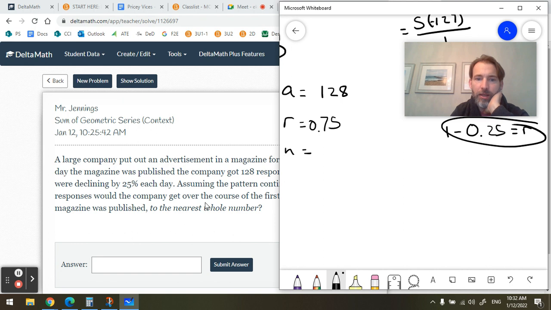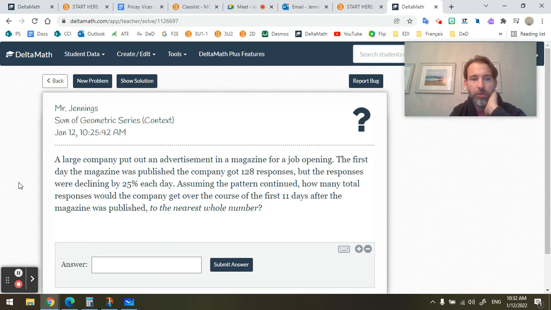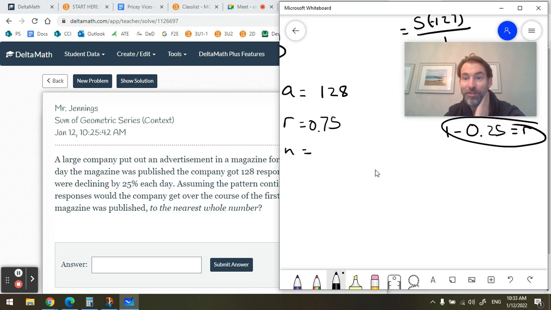And then N. Assuming the pattern continued, how many total responses would the company get over the course of the first 11 days after the magazine was published to the nearest whole number? Because, of course, they can't get half a response. So we want this to be approximate. It's going to be an approximation after this stops giving us integers back. That's the power of 2. So it's going to give integers for a rather long time. Okay. And this will actually approach an integer as well. It's pretty cool. So n is 11 because we were asked for the first 11 days.